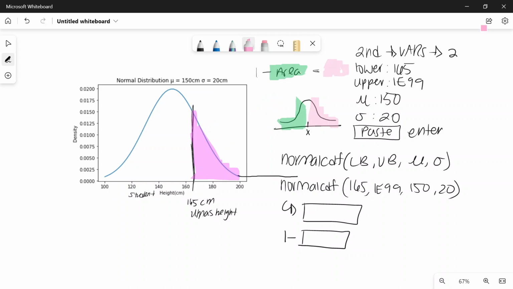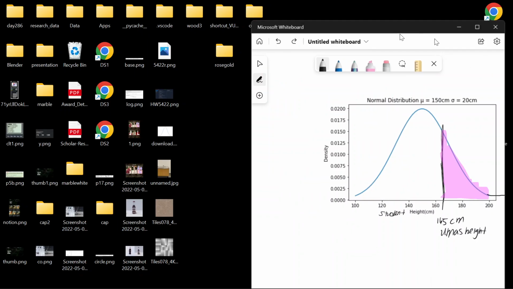Hopefully that makes sense. But that's only if they're asking you for anything that's above, because obviously normal CDF calculates the area or the proportion that's lower or below a certain point. So if you want something higher, you're just going to have to do 1 minus that, because obviously that's the opposite, right? Makes sense. So I'm going to show you how to do that with Python.